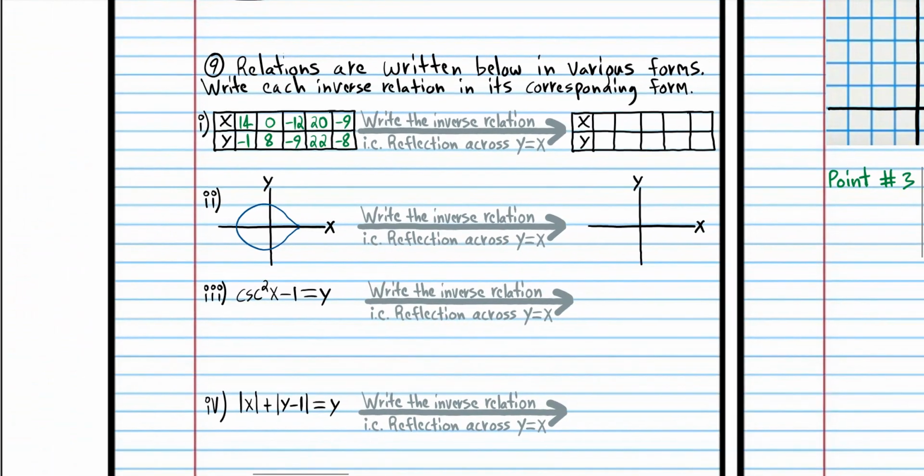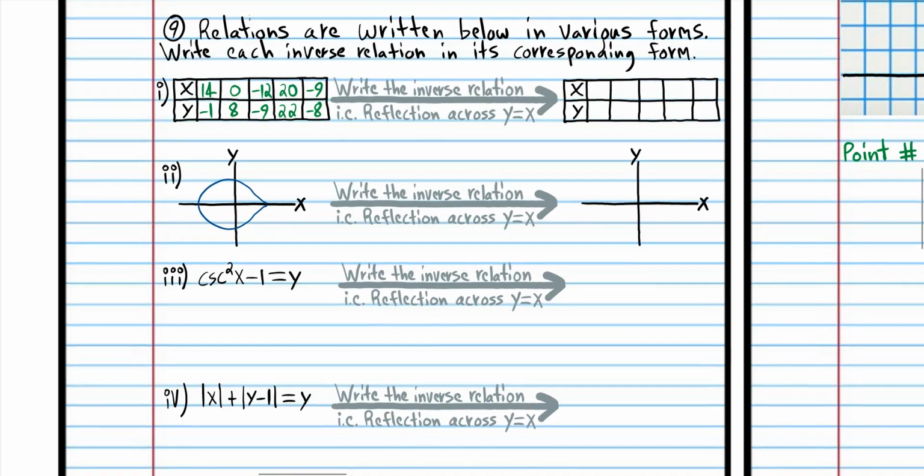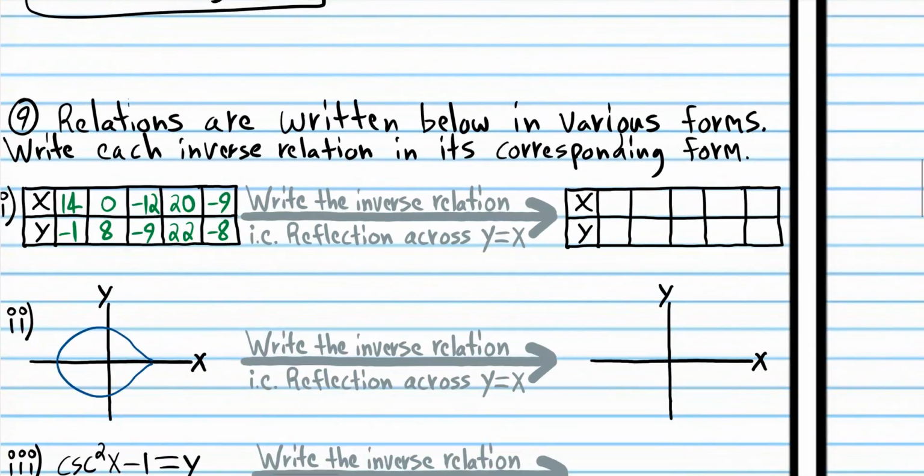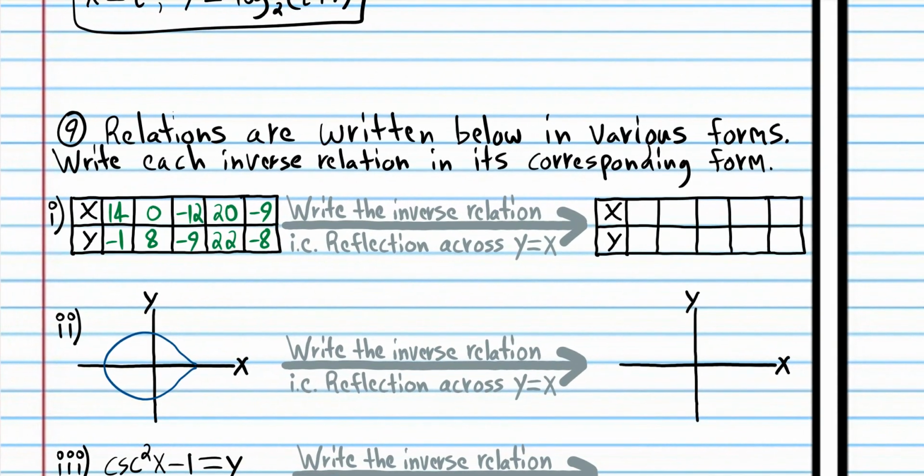There are 4 parts for number 9. When you come back, we'll do it together. Okay, we're back. So we're writing the inverse relation, and that just means that you flip the x and y values. So very easy. That's a very easy problem.